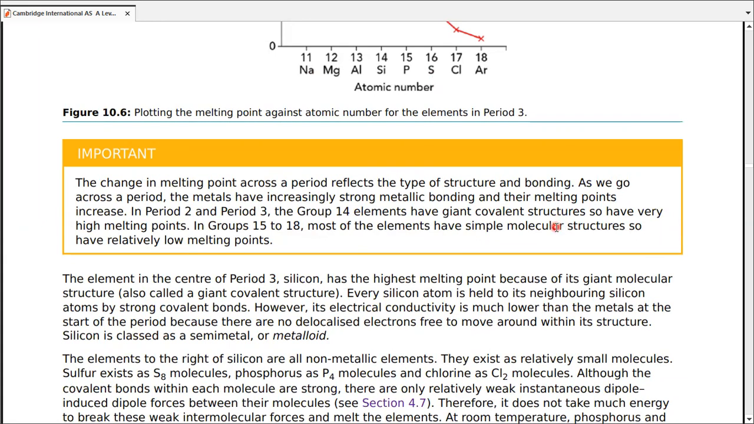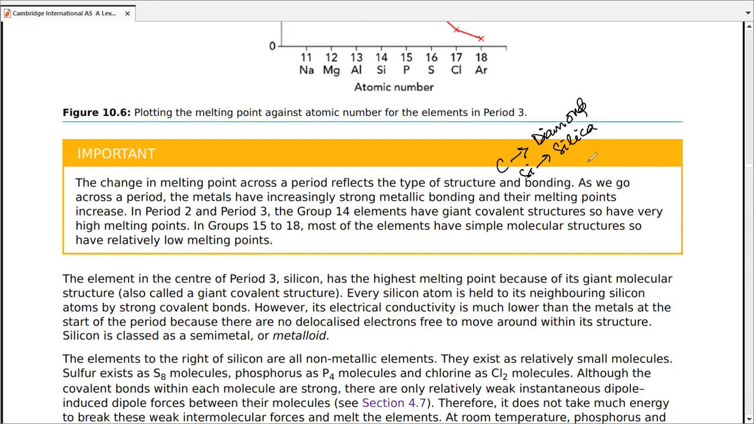In period 2 and period 3, the group 14 elements have giant covalent structures, so have very high melting points. We're talking about carbon and silicon, specifically if we're talking about period 2 and 3. If we're talking about carbon, you can consider diamond as an example. If you're talking about silicon, you can consider SiO2, silica, as an example. So that's how we talk about them.